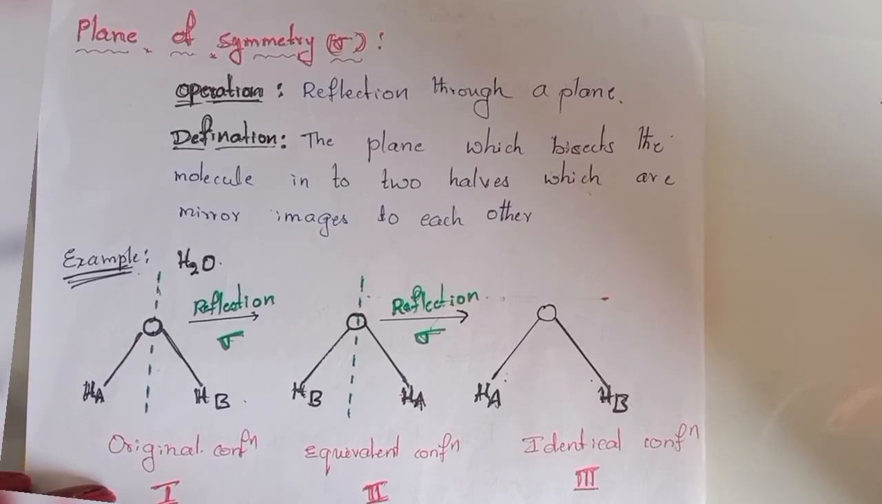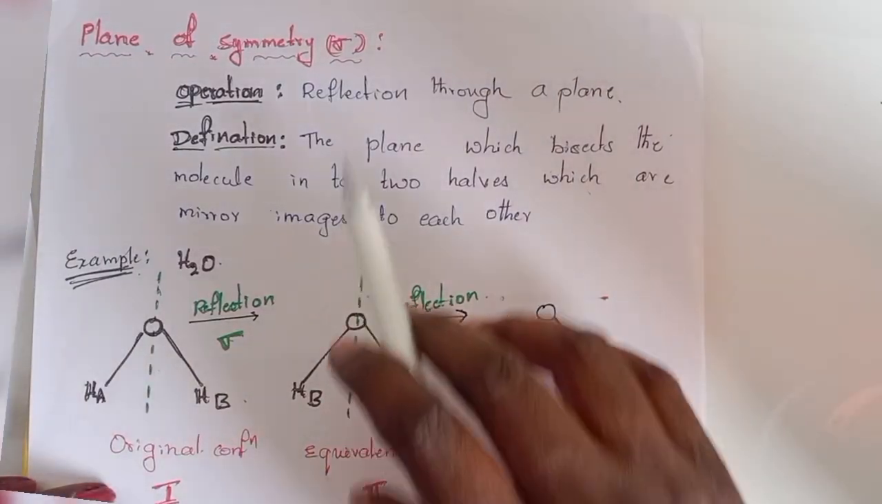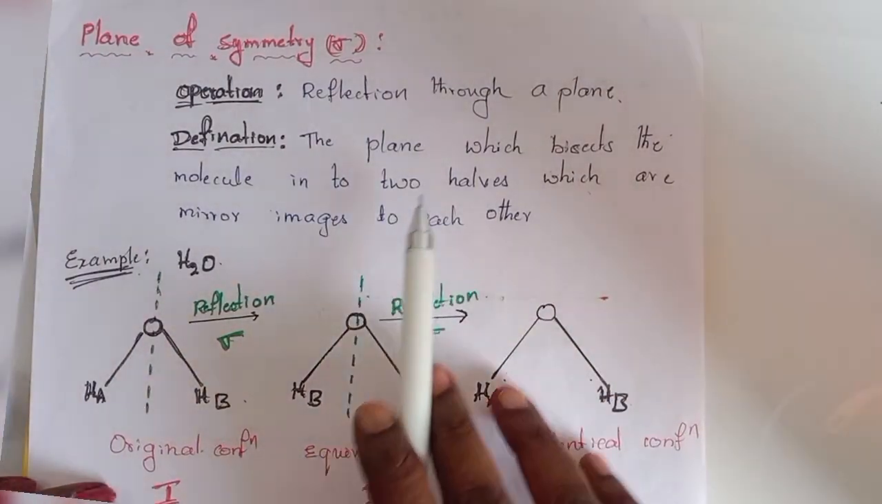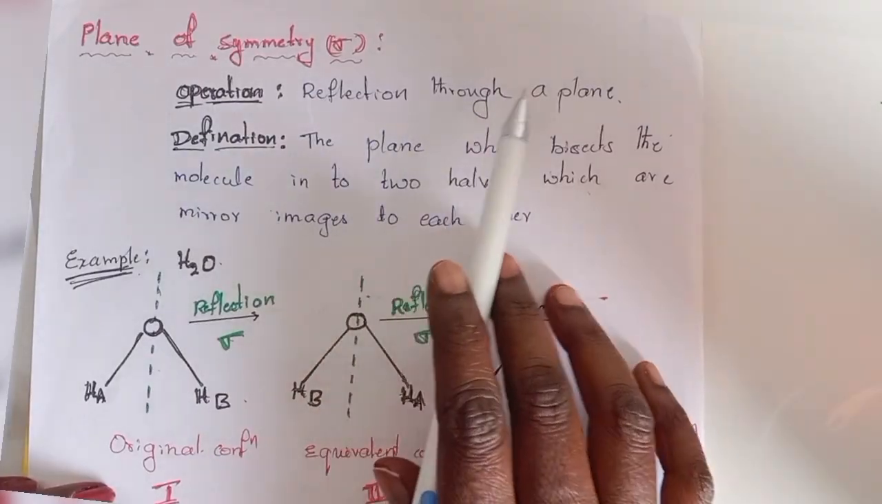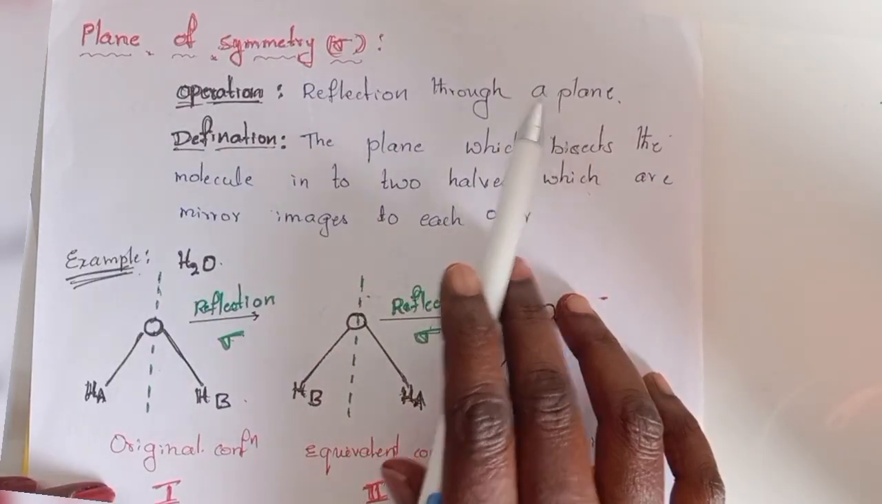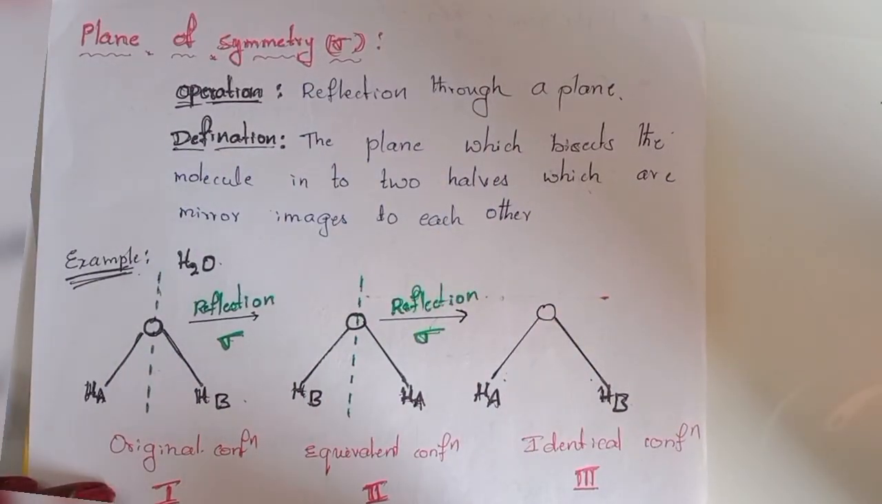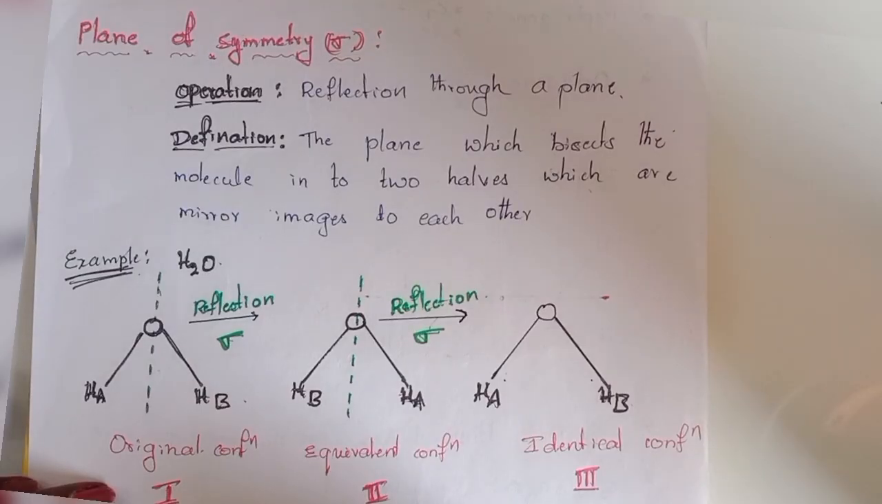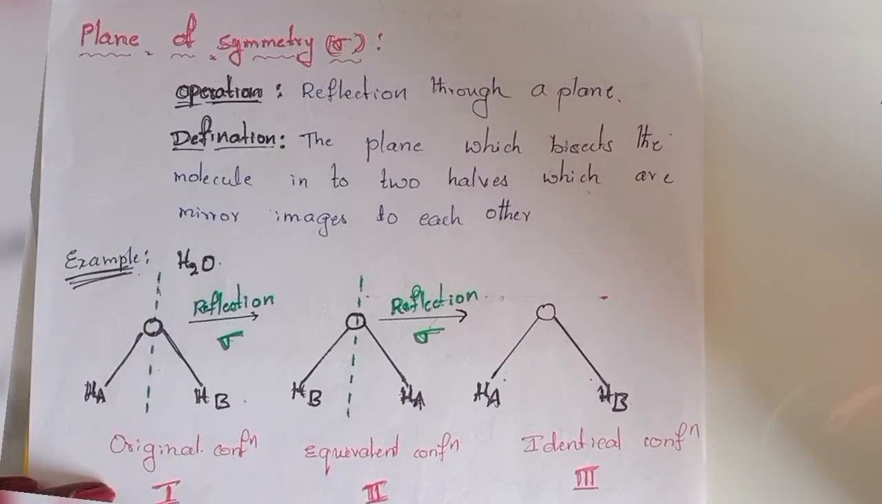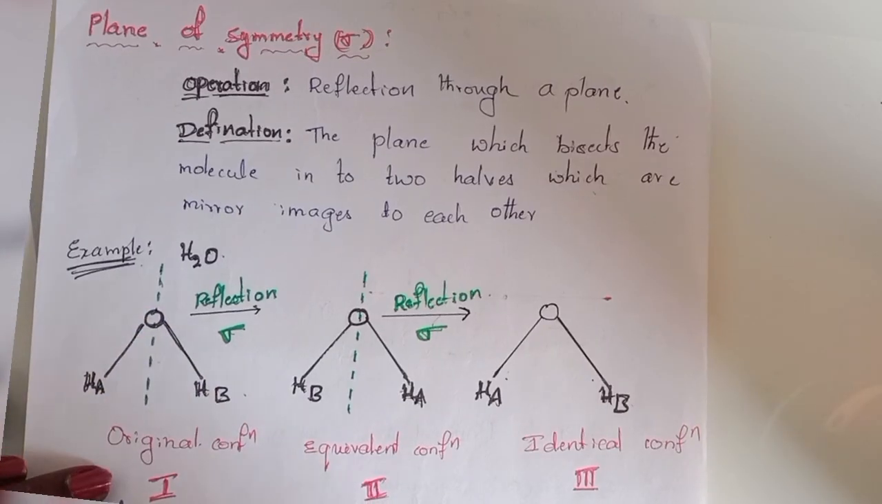To discuss the plane of symmetry. This symmetry element will be generated by doing the reflection through a plane. The operation is reflection. So the plane which can bisect the molecule into two halves, which are mirror images to each other. If we take the water molecule, as I said, it is a V-shaped molecule, right?